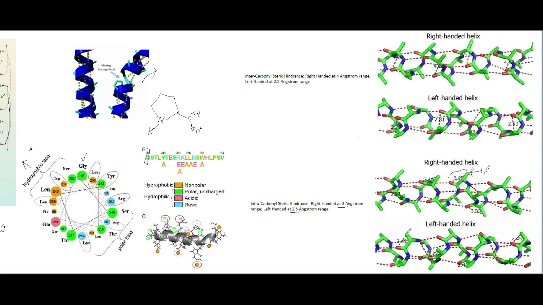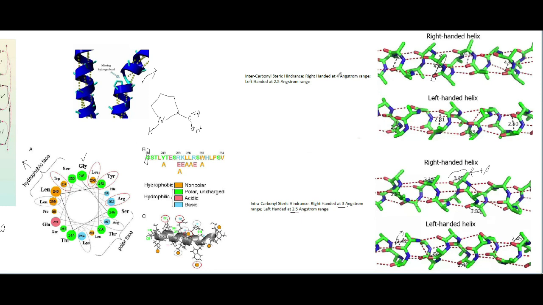And so if this is left-handed, then we have more steric hindrance between the carbonyl and the side chain inside the same amino acid within the chain. But we also have intercarbonyl steric hindrance. And we can see here that this, for instance, is the carbonyl on the next amino acid over from this side chain here. Once again it's kind of hard to see, but it says 4.2 something.